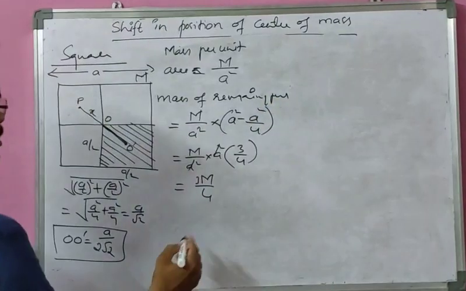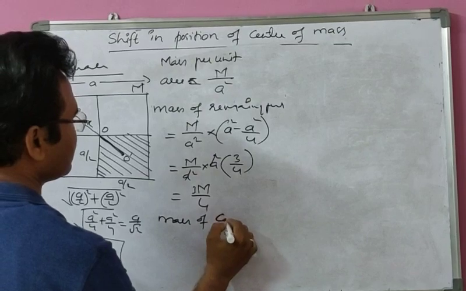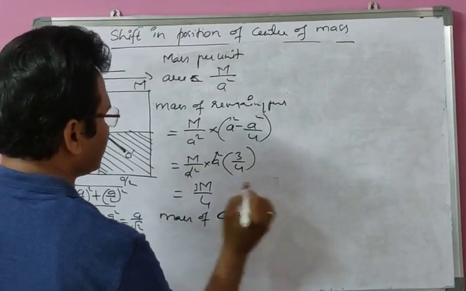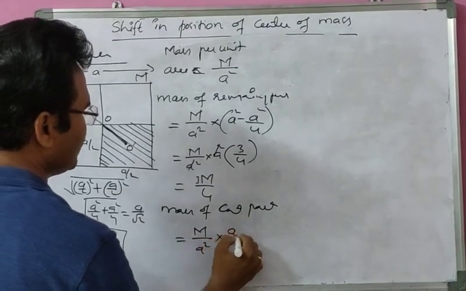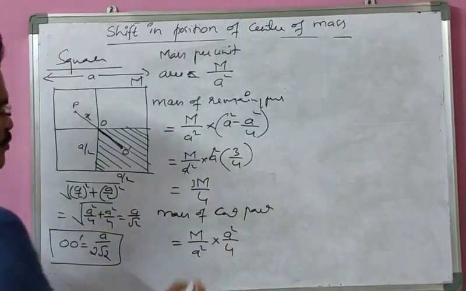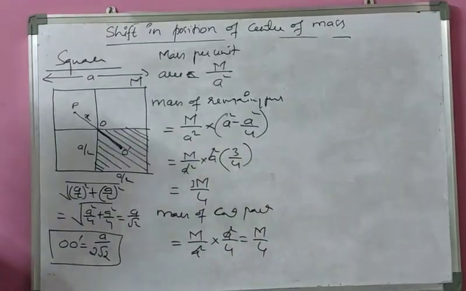Next, the mass of the cut part: M by A square into A square by 4. So we are going to get M by 4, right?